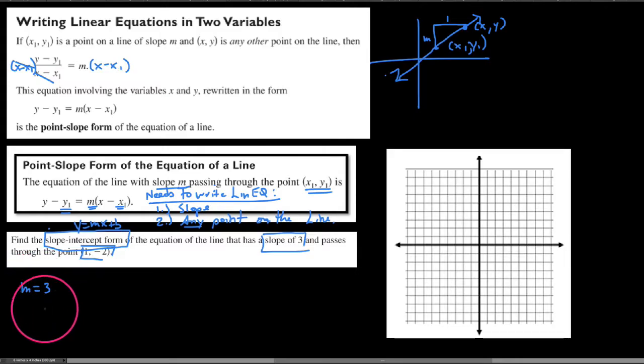First of all, I'm going to write that our slope is 3. We already know the slope, and we actually already know a point. We're going to call this point P, and we'll say it is (1, -2).